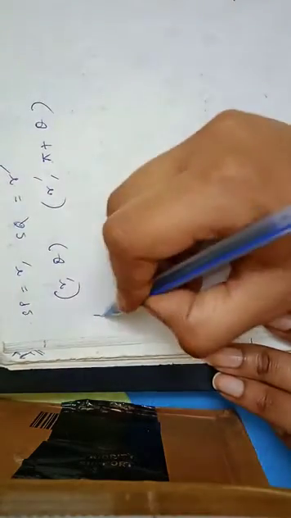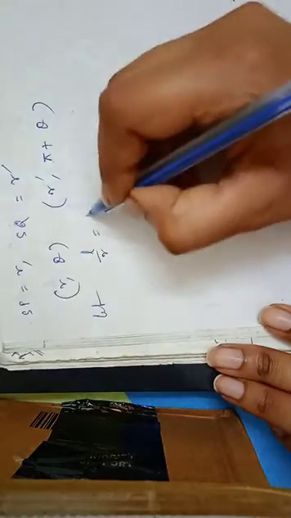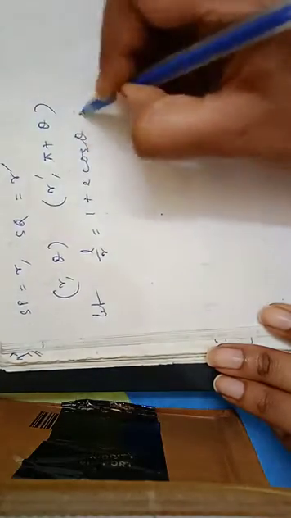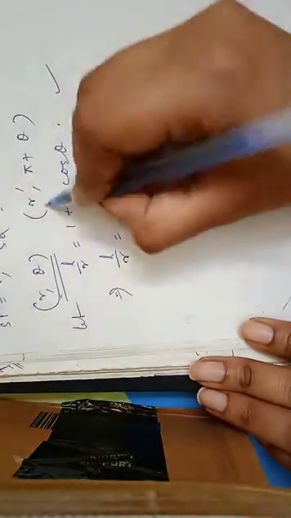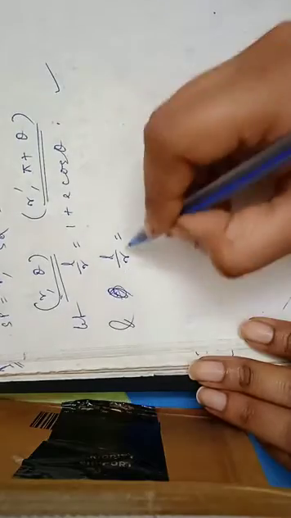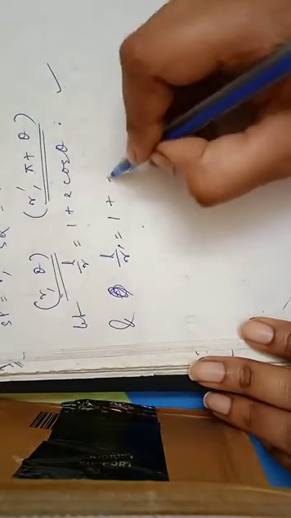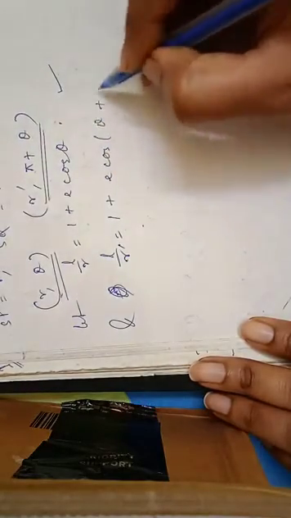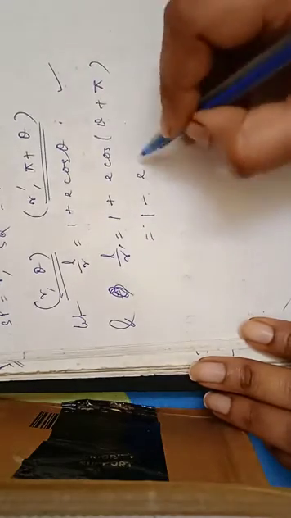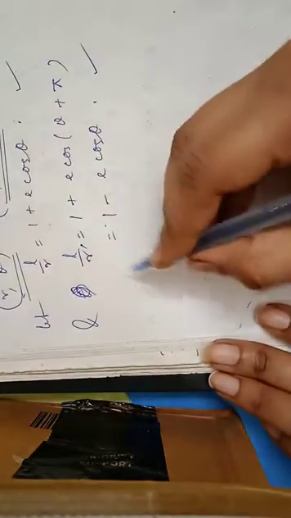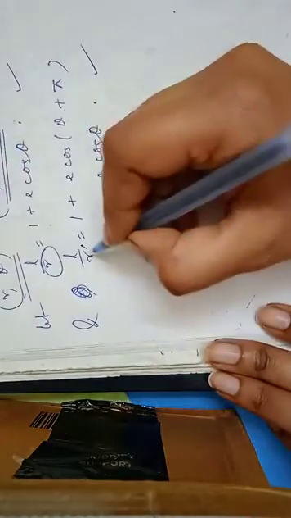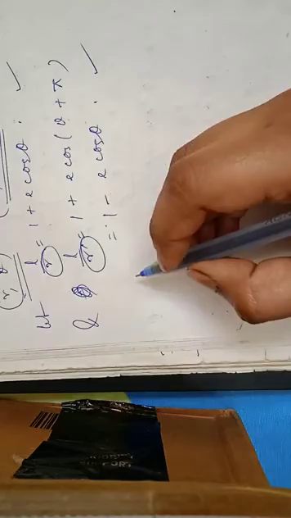Now let us choose the conic's equation as l by r equals 1 plus e cos theta. Then putting in the value (r, theta), we get this result, and if you put this value, we will get l by r dashed equals 1 plus e cos(theta plus pi), that means 1 minus e cos theta. This one and this one. Now put their values. This is our SP and this is our SQ.